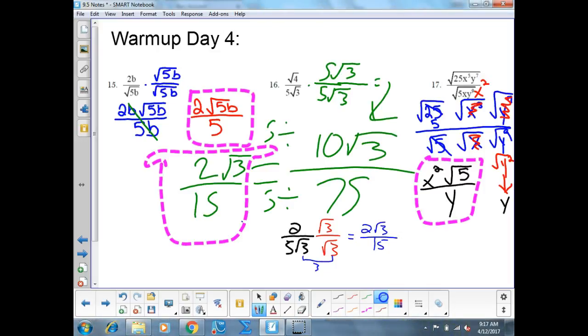Why are you still holding that ruler? Better now? Yeah. Okay. All right.